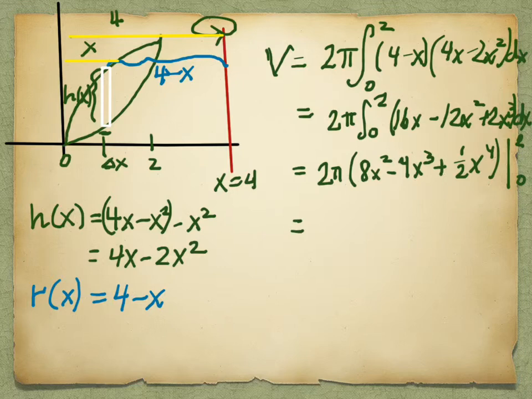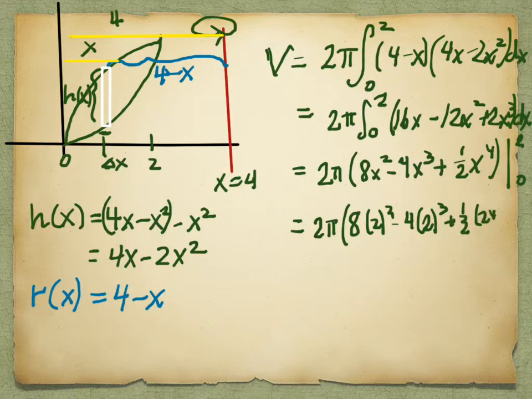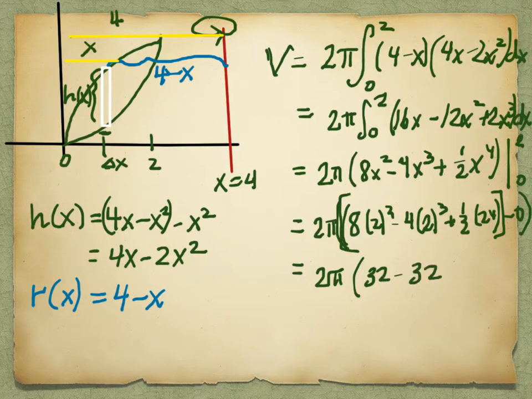Alright, so clearly the 0 is really nice here because when I plug in the 0 I don't end up getting anything. But I do end up getting portions of this when I plug in 2. So this is 8 times 2 squared minus 4 times 2 cubed plus 1/2 times 2 to the 4th, and then I've got here minus 0. Alright, so this is 2 pi. I have 8 times 4, which is 32, minus 4 times 8, which is 32, plus 1/2 times 2 to the 4th, which is the same as 2 to the 3rd, or 8. That all ends up being 2 pi times 8, which gives me 16 pi.